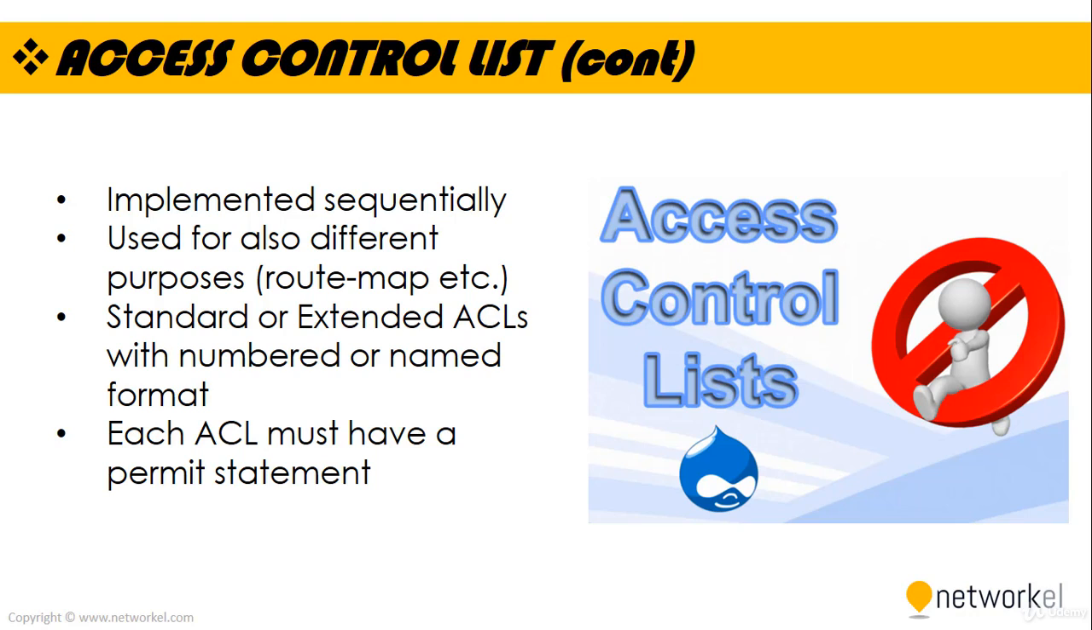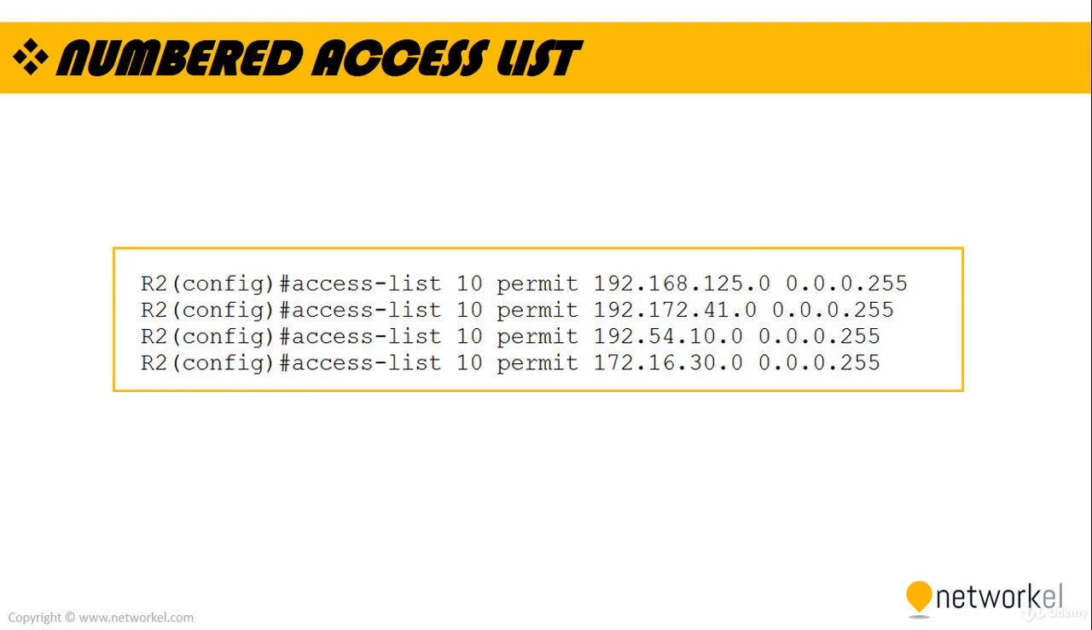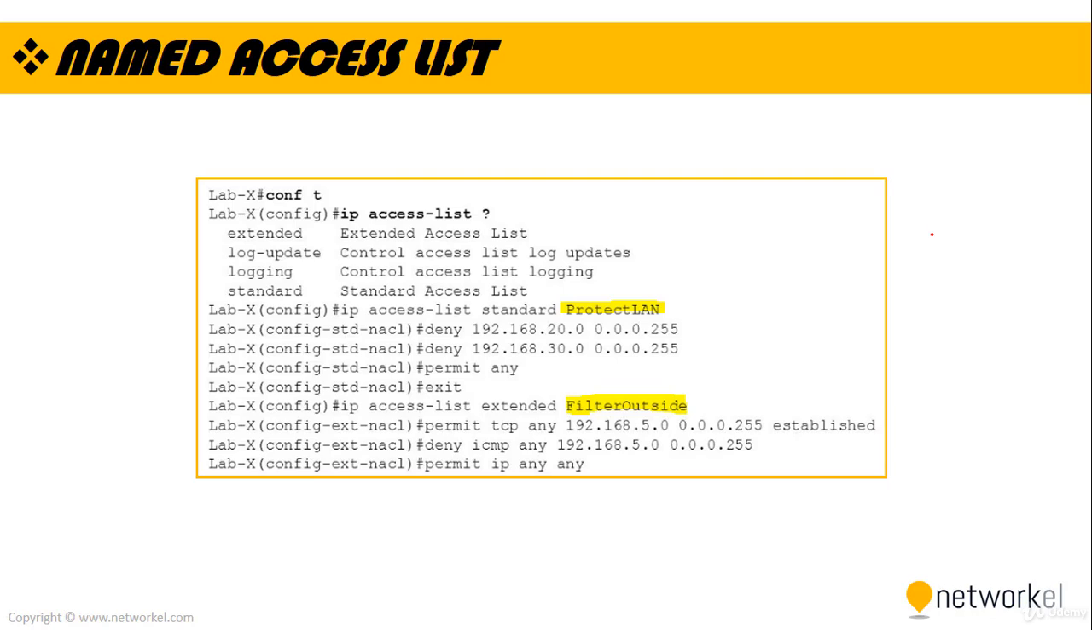That's the key point. Here you see an example of a numbered access list which is permitting some networks. And here's our configuration: access list and the number, then permit or deny statement, and we are using a network and a field named wildcard, which we are going to examine later.